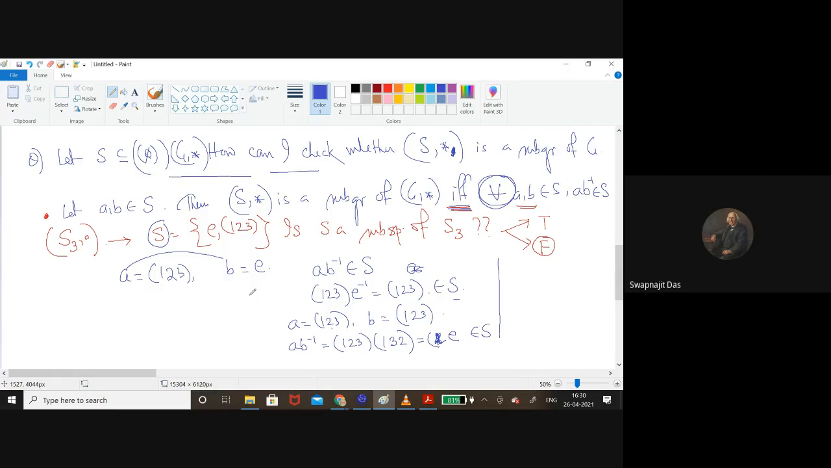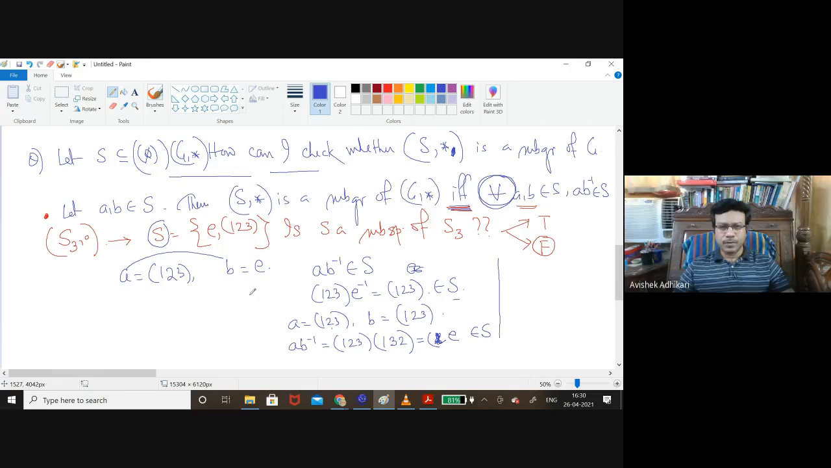Sir, A square is not in the set S. Okay. So how will you show it? By using what I am saying: take something as A and something as B. Take A as E and B as 1 2 3. Very good. Then A B inverse should be E into 1 3 2, and that is equal to 1 3 2. But 1 3 2 is not within S. So you fail with this E, this A and this B.